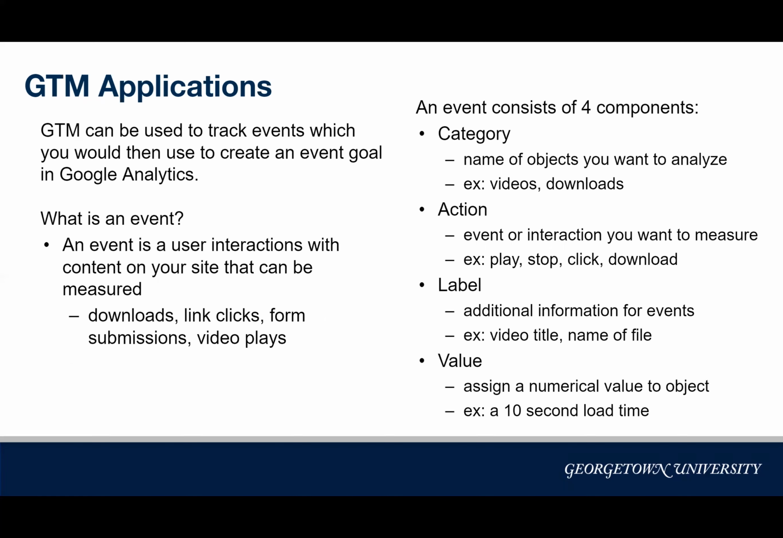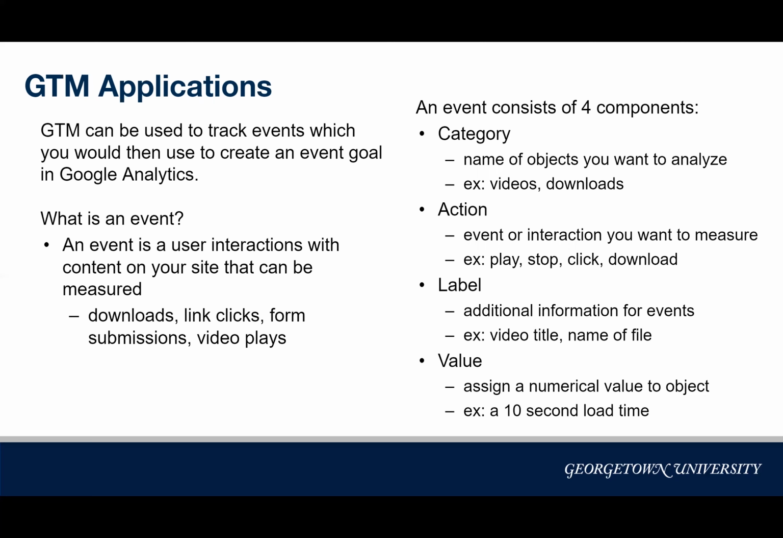So now I want to talk a little bit about what an event is. An event is a user interaction with content on your site that can be measured. And this can be almost anything. It can be a download of an application form, a click on a link or a button, a form submission, or a video play or stop. An event consists of four components: a category, an action, a label, and a value.